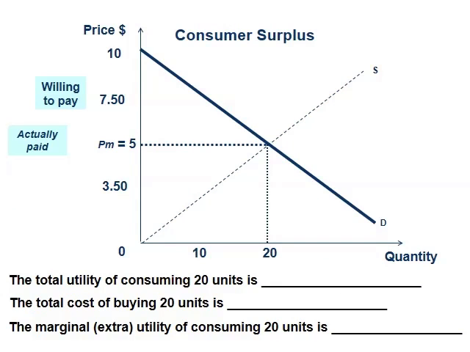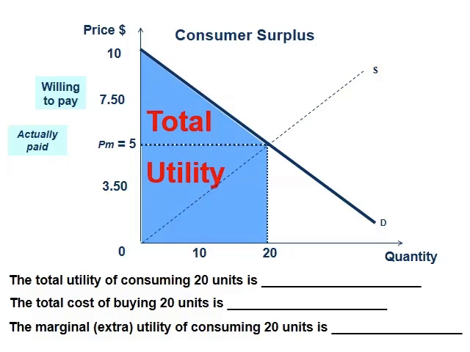Let's analyze it a little bit more closely, and we can see the market price is $5, and we can see the triangle representing consumer surplus. Now let's analyze why. We know that the total utility of consuming 20 units is the area under the demand curve, up to the quantity 20 units. So if we calculated, that's what we would get.